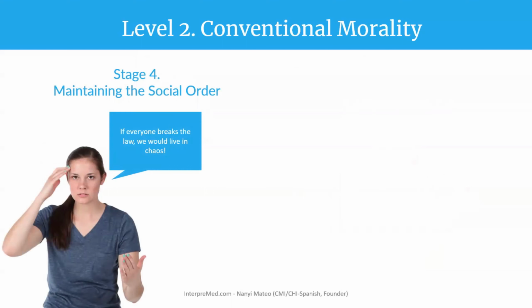In stage 4, the focus is placed on respecting the law and the authorities and fulfilling one's duty to maintain the social order. If everyone broke the law when they felt like they had a good reason, we would live in chaos. Respondents in stage 1, which is obedience and punishment, may also say that stealing is wrong, but they cannot elaborate further than it's against the law. Whereas respondents in stage 4 can see how Heinz's actions affect society as a whole.